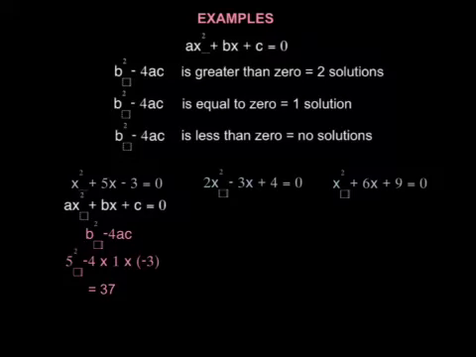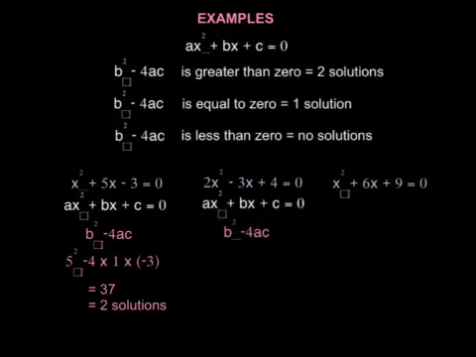Okay, this is a positive number. What does a positive number mean? Yes, that means we have two different solutions. So that is our answer for the first question. Let's move on to the second equation. This one here, 2x squared minus 3x plus 4 equals 0. Once again, I'm going to pop the equation in underneath. So a refers to 2 in this case, b refers to minus 3, and c refers to positive 4.